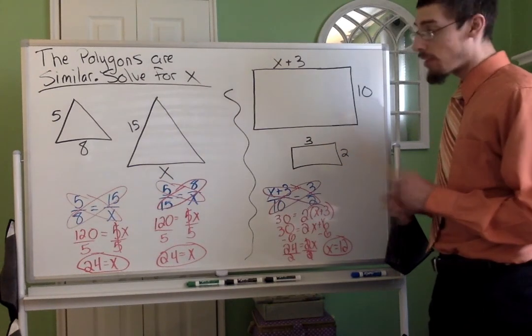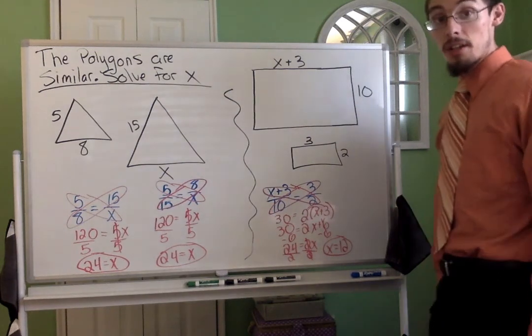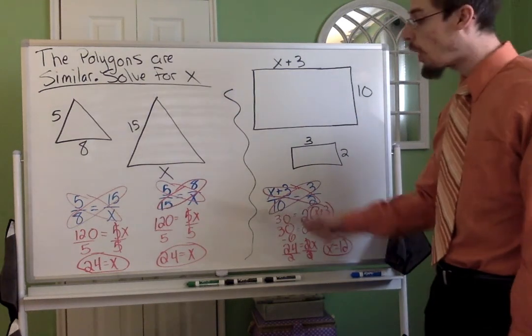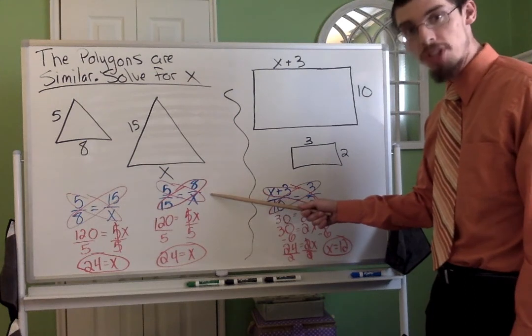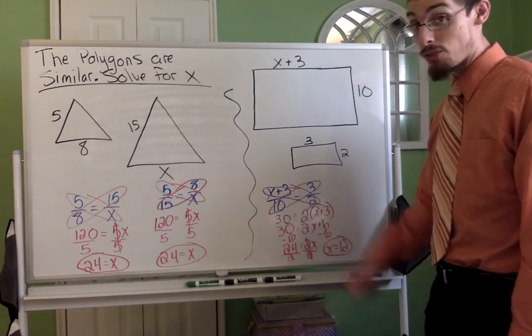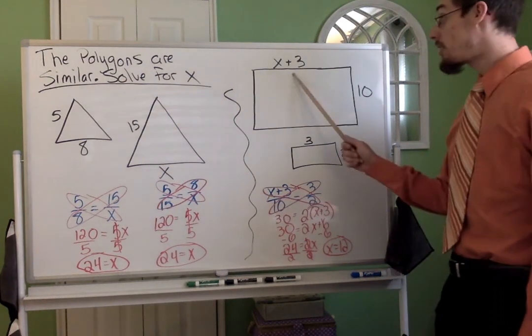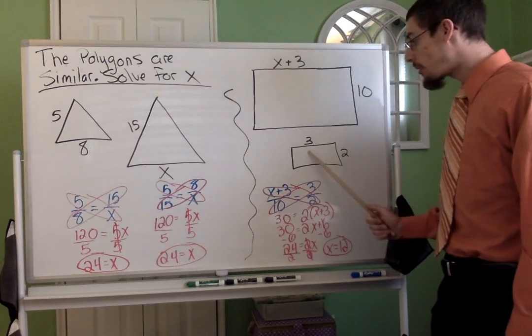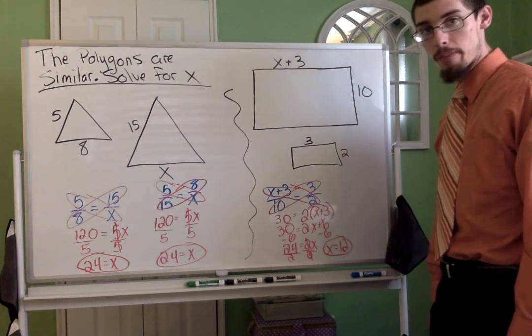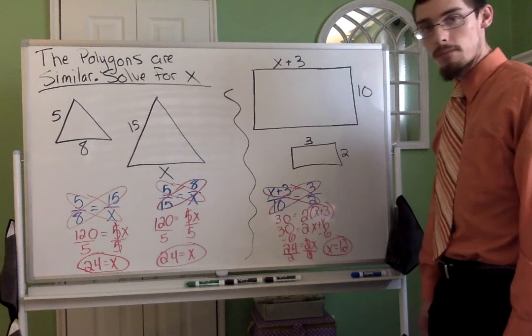That's it. So really, this whole section, the hardest part is going to be setting up the proportions the right way. It's really not that hard. One side over the other equals one side over the other. That's it.